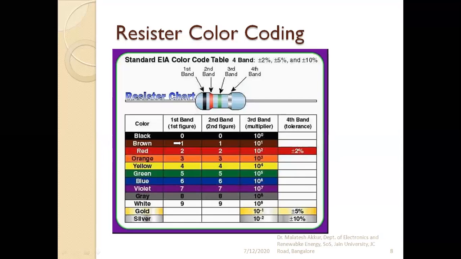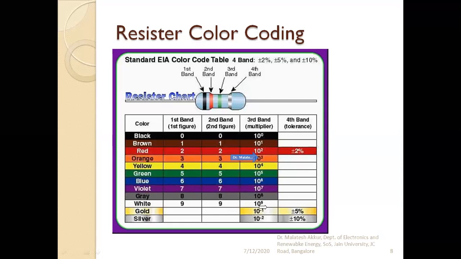For 10 kilo ohm, we're going to consider now. The first digit should be 1. The second should be 0. That forms 10. So kilo means what? 10 to the power 3 we need. So 10 power 3 is nothing but orange. So brown, black, into 10 to the power 3 is nothing but 10 kilo ohm.